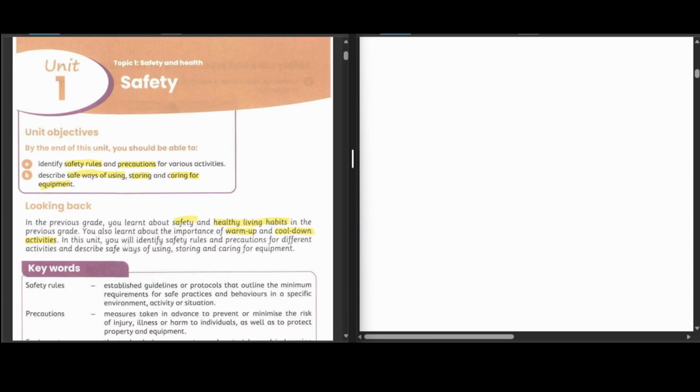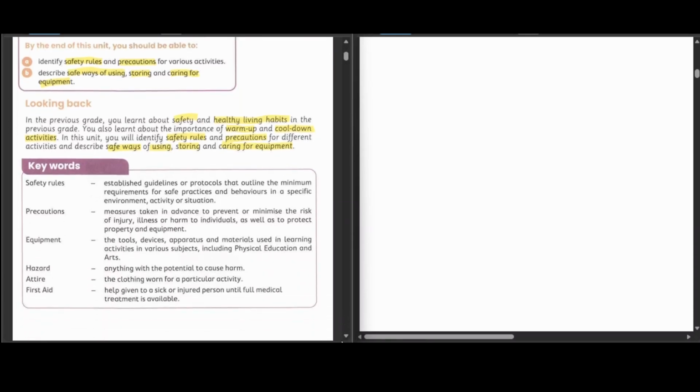In this unit, you identify safety rules and precautions for different activities and describe safe ways of using, storing, caring for equipment. Saka ndozo atenge tichitarisa in this particular unit. Let us go to our keywords and see what we have to learn from them.